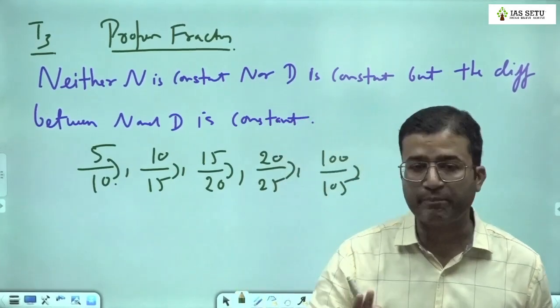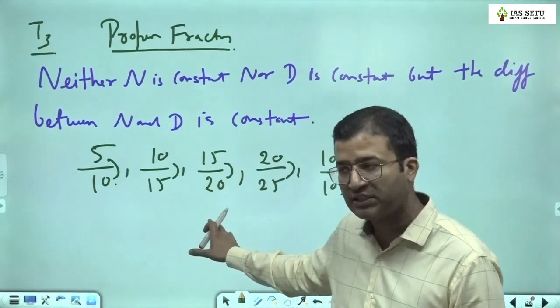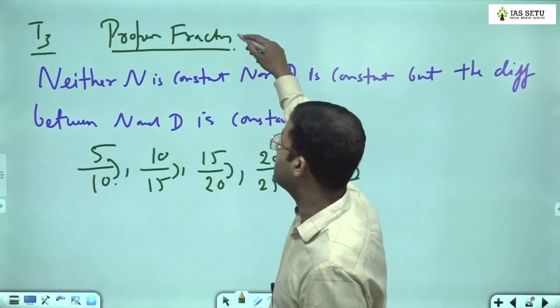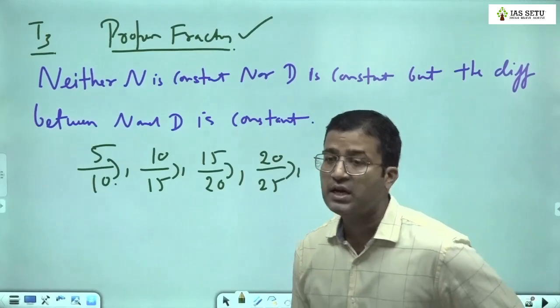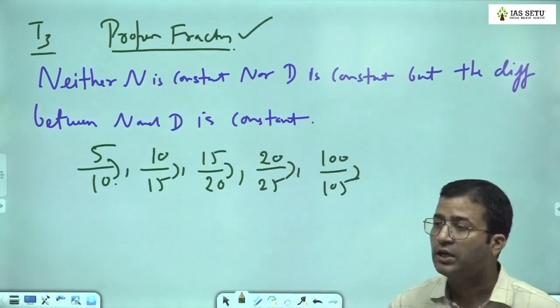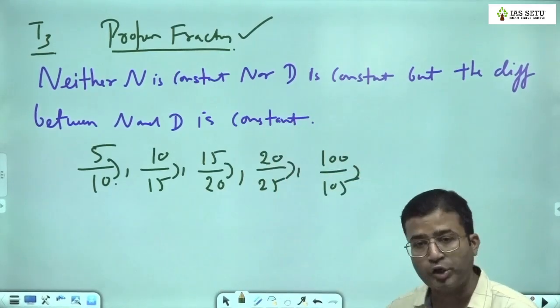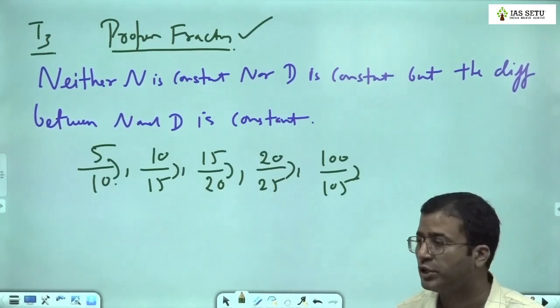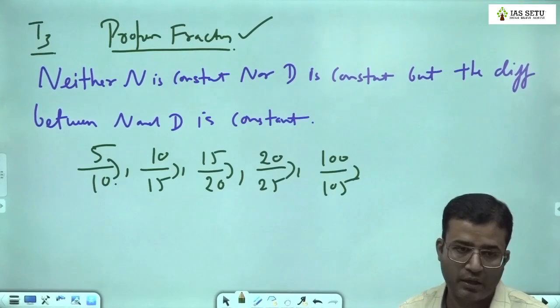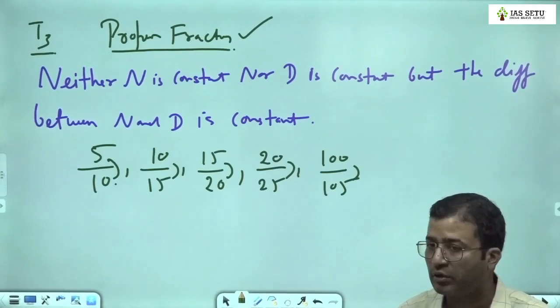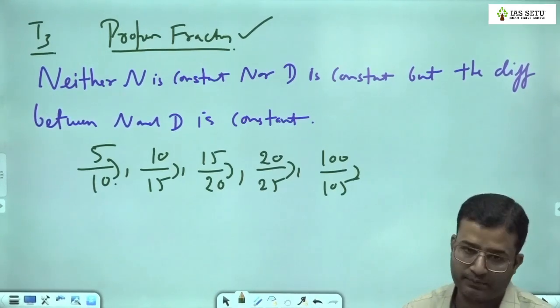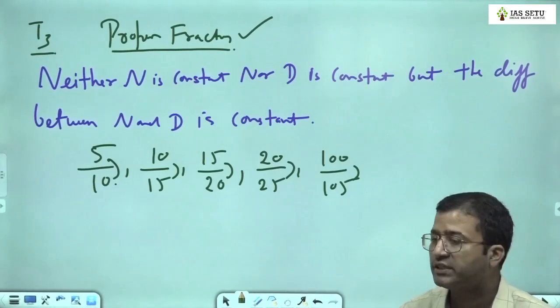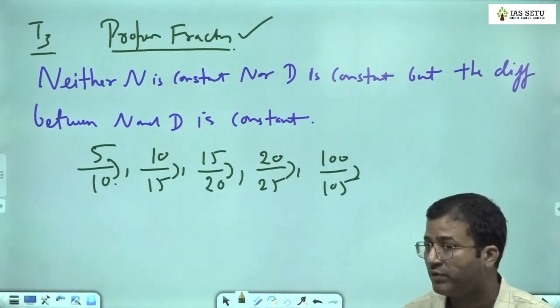And all these are proper fractions. First condition is it has to be a proper fraction. Second condition is the difference between numerator and denominator has to be constant, and neither numerator constant nor denominator constant. No need to use the LCM method or any other method. We have a short trick. You convert this in decimal. Same example you have to revise later.